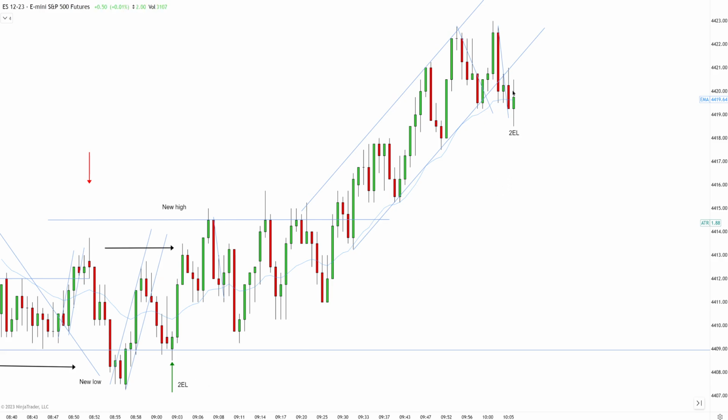And this was very tempting. I was about to take this setup myself. My order was prepared, but I wanted to see it closing more bullish. Look at the tail here. The tail is larger than the body. It's barely closing above EMA. I didn't take this setup.